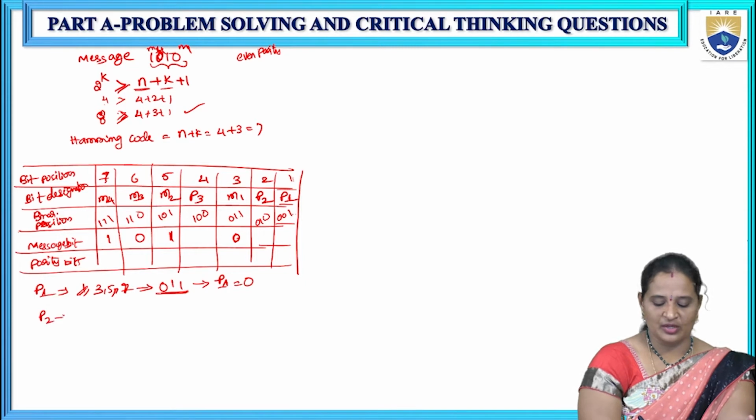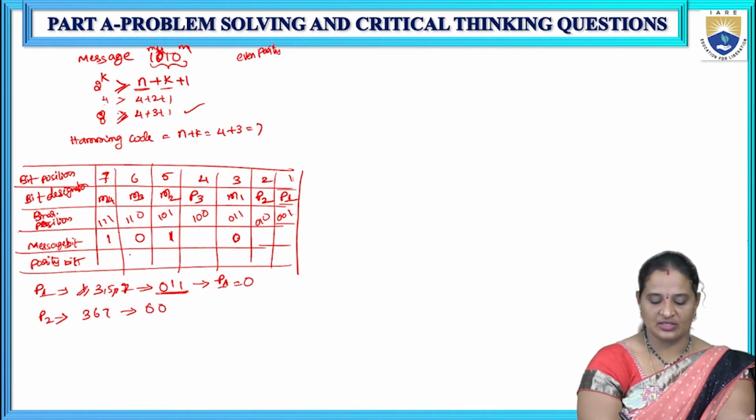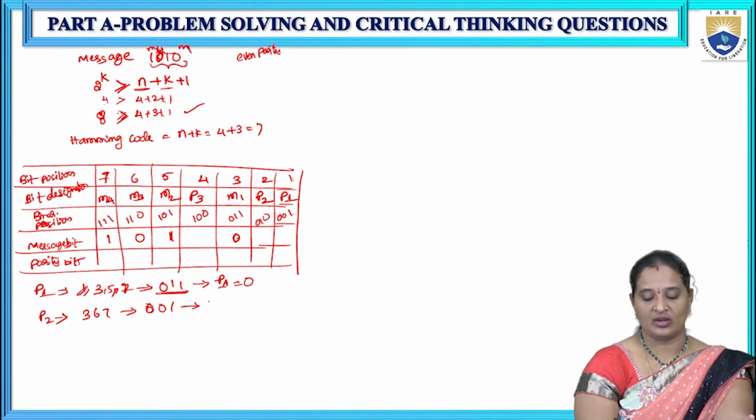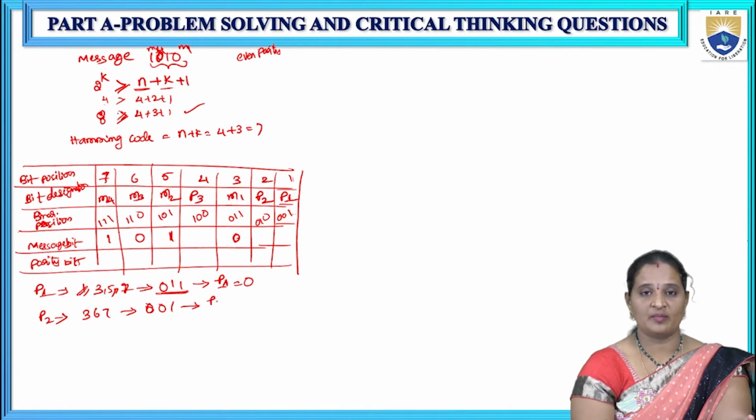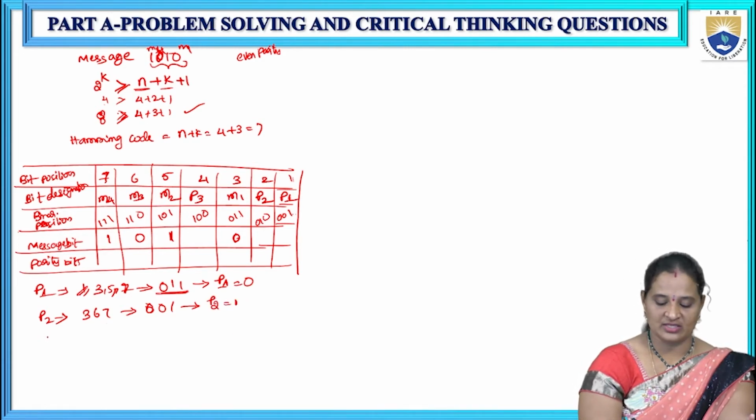Similarly P2. For finding out P2, we need to check all the positions whose binary equivalent has its second bit as 1. So that is 3, 6, 7. What is the value in 3? It is 0. 6 is 0. And 7 is 1. So what is the number of ones here? 1, which is odd. But what parity should I have? Even parity. So that is why I am taking parity bit 2 as 1.